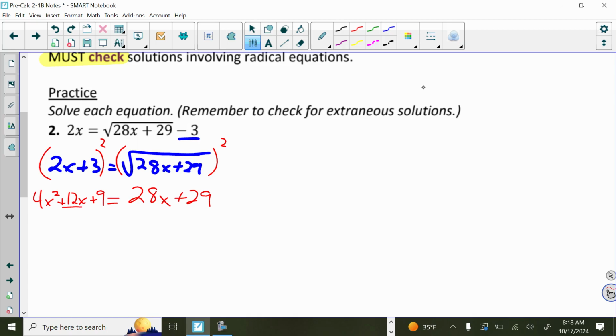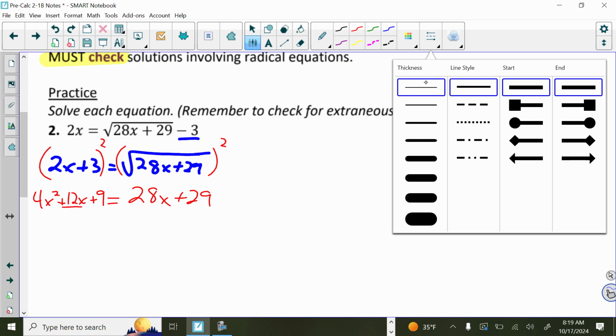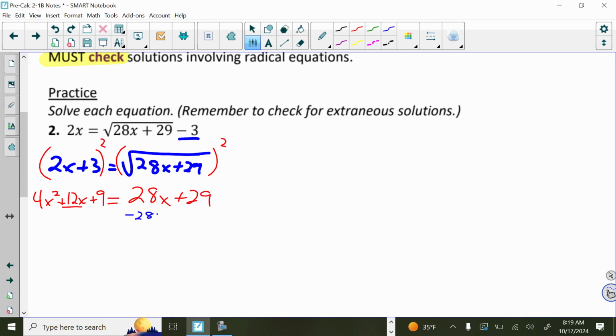Okay, so as we continue rolling through, now we want to basically do inverse operations. We want to solve. So I got to set it equal to 0. So I'm going to bring this 28x over. So I would subtract that. I'm also going to subtract this 29 and bring those over here, okay? And so now when I rewrite here, I'm going to have 4x squared minus 16x minus 20 equals 0.